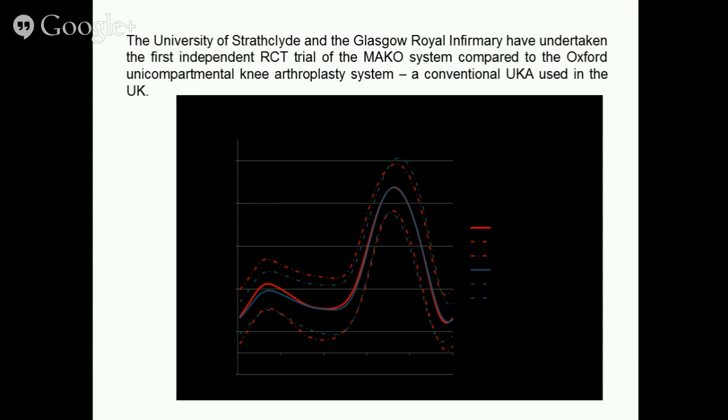If you look at the left-hand side, you can see that during stance phase, the Mako red group got significantly more knee flexion during stance than did the Oxford unis. And this for us is a significant and clinically relevant difference. This is the weight-bearing phase of gait, and that change of approximately 5 degrees represents a valuable clinical difference between the two groups.